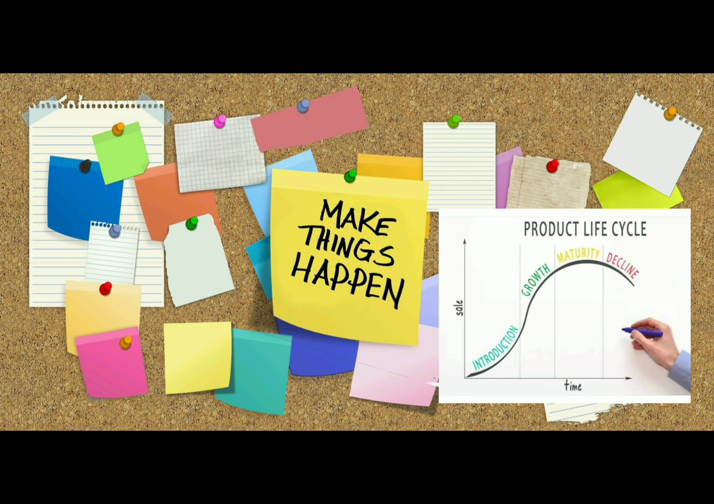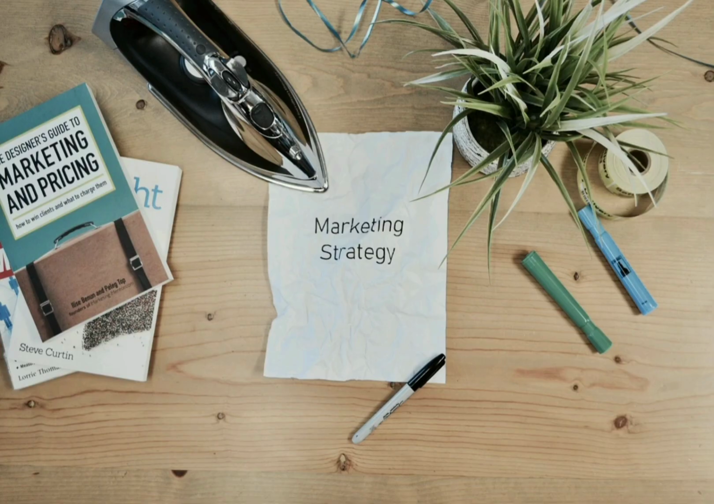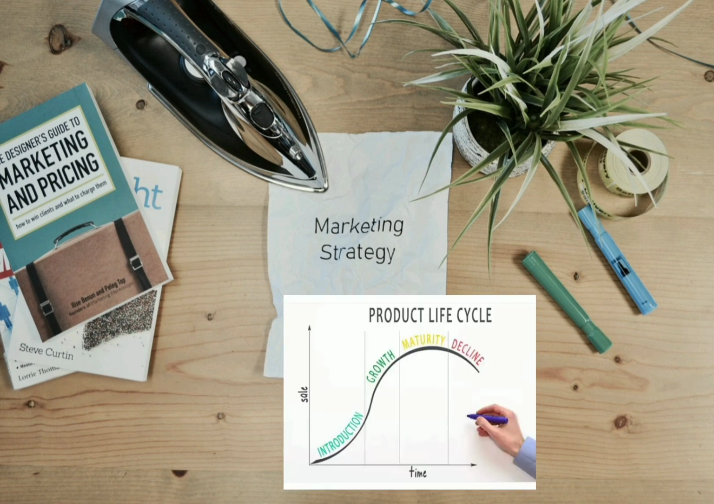Maturity stage. Sales start to flatten out. There is a lot of competition. Profit decreases. Decline stage. Sales decline. There is less marketing. Fewer competitors. Price decreases further.